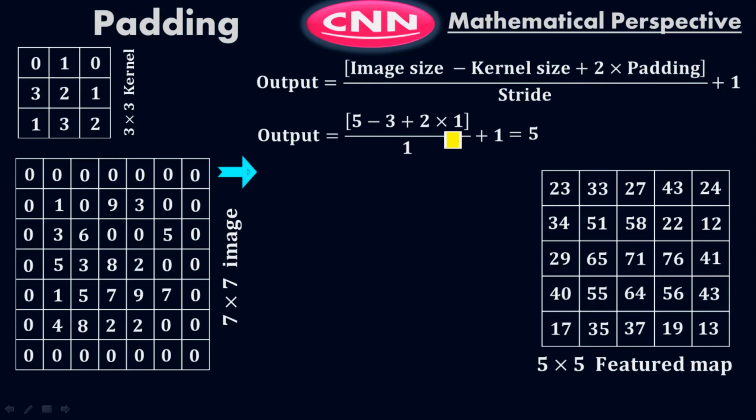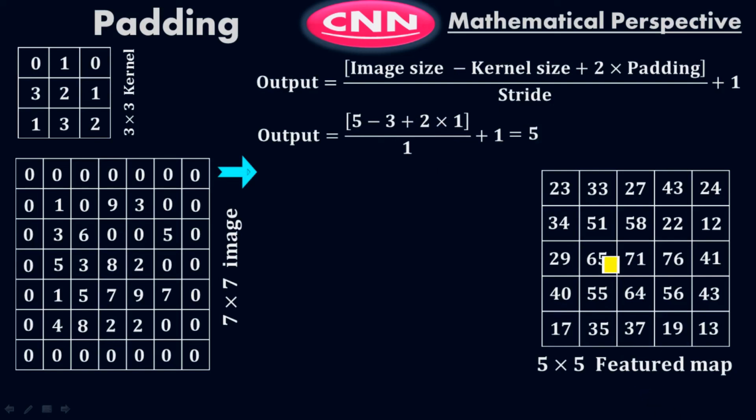What is stride? Stride equals to 1. As we saw here, we were moving ahead only a single column, a single row, a single column, a single row, a single column, a single row. Why? Because I took stride equals to 1. If you take stride equals to 2, then you have to move ahead 2 columns and 2 rows. So stride equals to 1, padding equals to 1, plus 1. 5 minus 3 is 2, 2 times 1 is 2, so 2 plus 2 will be 4. 4 all over 1 is 4, plus 1 equals to 5. There we got the dimension of the featured map.